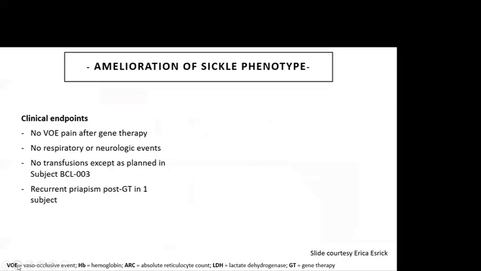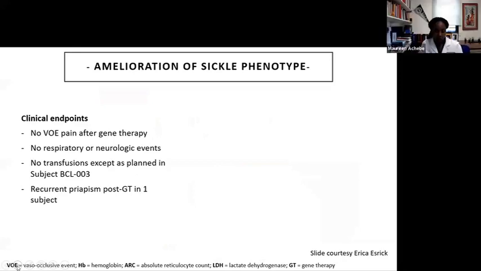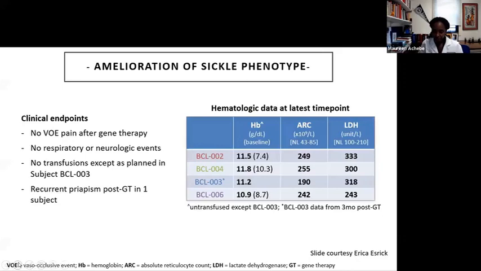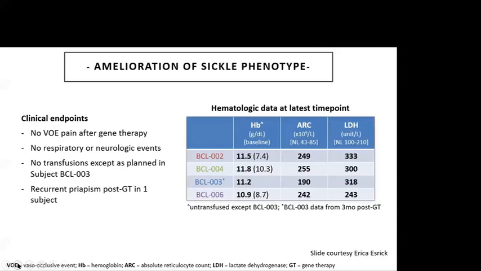For the patients who we've had in our trial, we have 7 patients so far that we've reported on. They've had no vaso-occlusive crisis since after gene therapy, no respiratory or neurological events, no transfusions except for one patient who had a stroke prior to gene therapy and so is being transfused for secondary prophylaxis. And one patient has had a recurrent priapism. The patients all have an increase in their hemoglobins and modulation of indices of hemolysis.